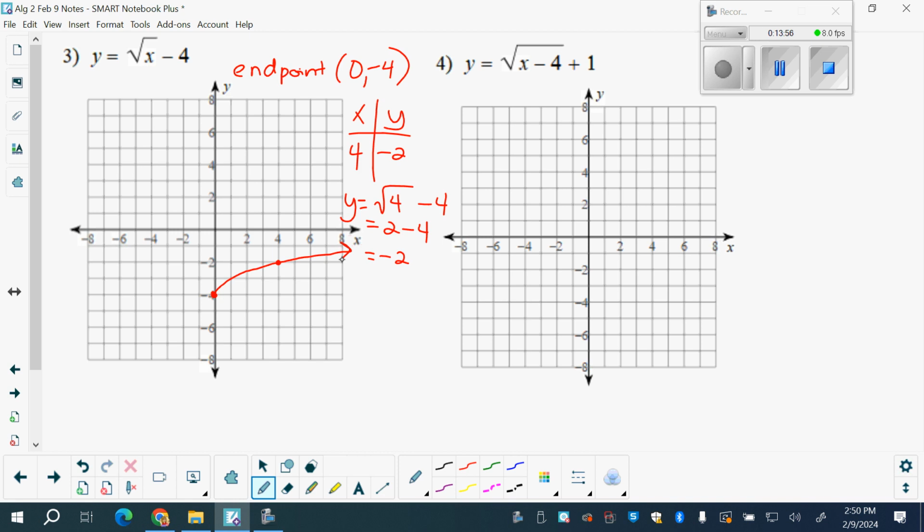What's my domain on this one? So this group here, tell me what the domain is.